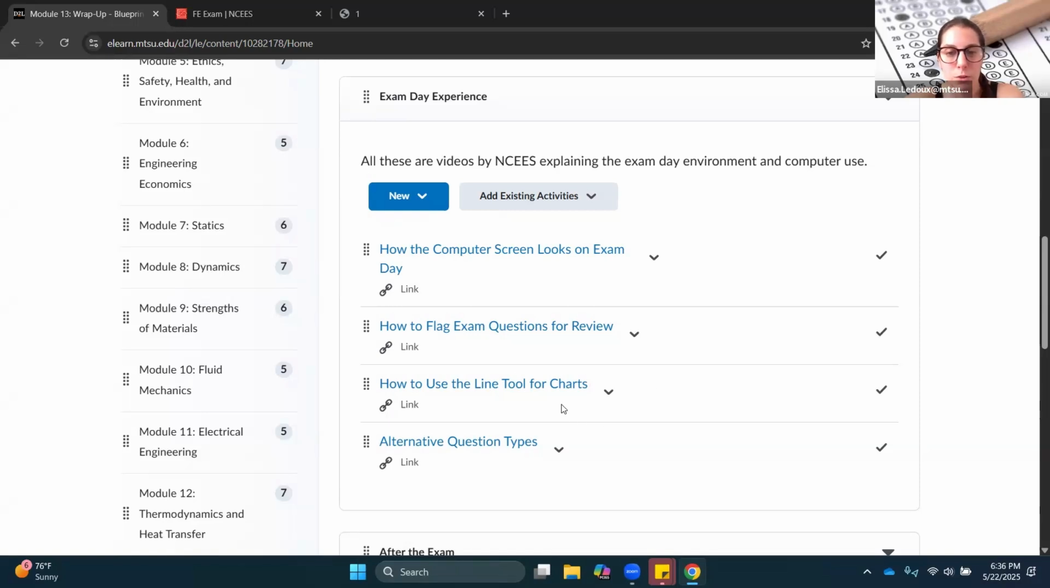So this is when you're trying to look at a chart, you can actually use a tool to sort of draw on the screen and find the right spot in your chart. And then some alternative question types, which there will be a few of these, maybe a maximum of 10. The alternative question types basically include multi-select, drag and drop, matching, and other things besides multiple choice questions.